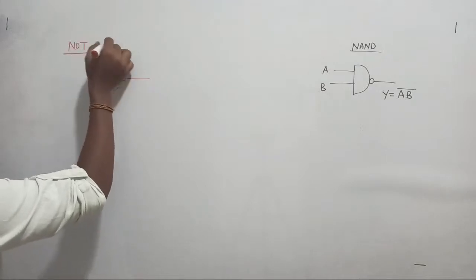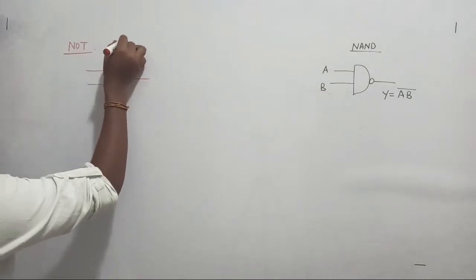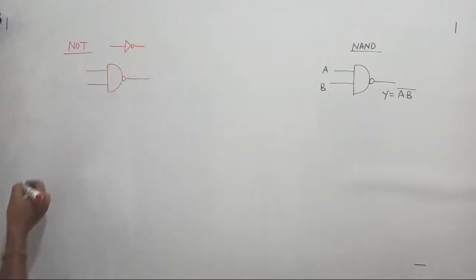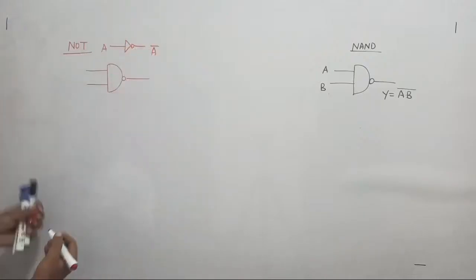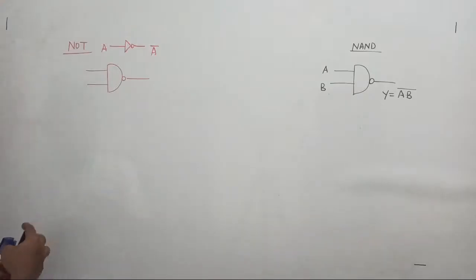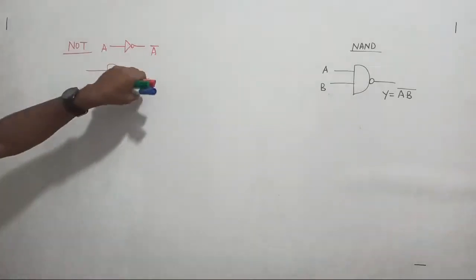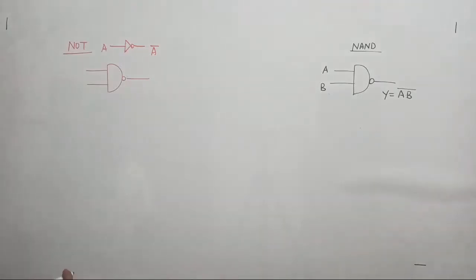Usually, what is the output of the NOT gate? This is the representation of the NOT gate. On the input side, if you pass A, the output will become the complement of the input. That is the output of the NOT gate. I have to get the same result from the NAND gate. How will you get this?